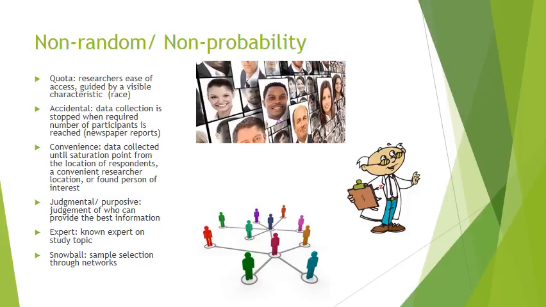So if I need 10 interviews for a newspaper from individuals, I would only get those 10 and then my data collection would be stopped. Convenience is data collected until the saturation point and it's gathered by convenience. So I may go to a location I know has a lot of respondents. I may go to a convenient location to meet as the researcher, or I may just find a person of interest and use that person for data collection.